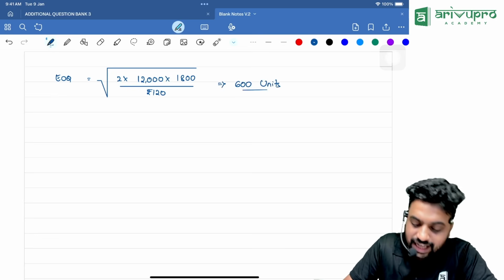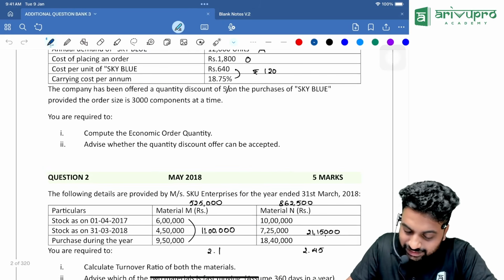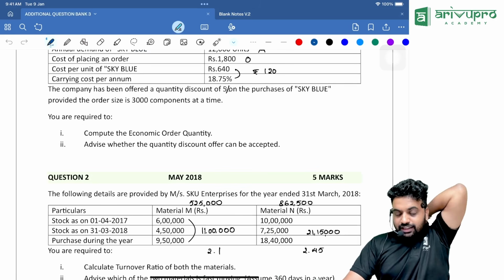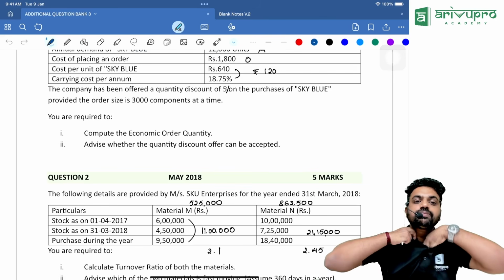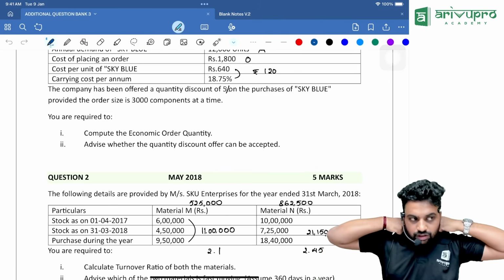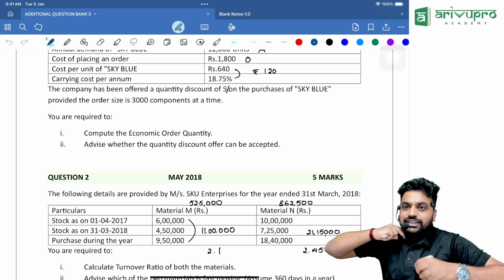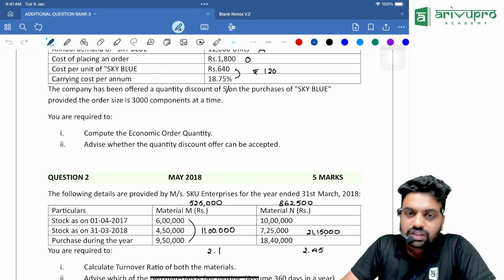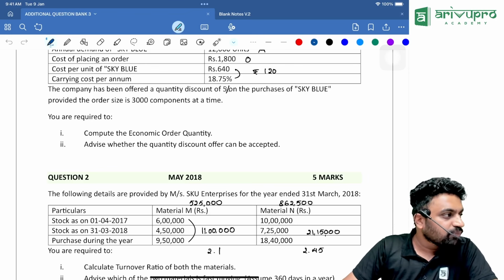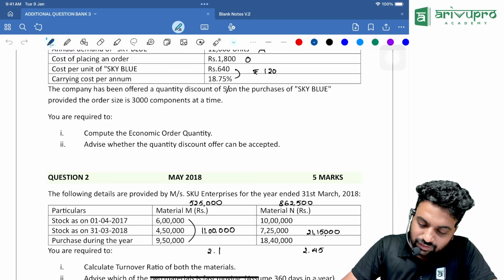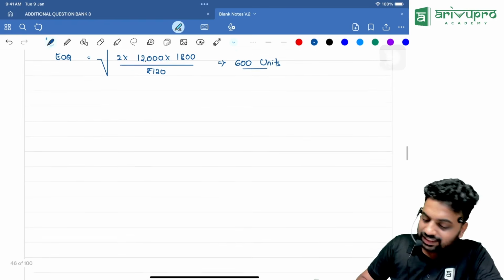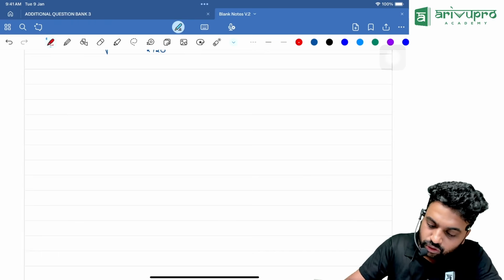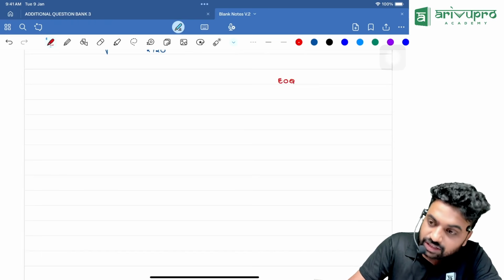Done. Next they are telling if you get a 5% quantity discount, whether it should be accepted or not. Very simple. When will you accept quantity discount? When you won't accept quantity discount? When the cost under quantity discount is less than the cost under EOQ, in fact, we will accept quantity discount. In all other situations, we will go for EOQ. So advise whether the quantity discount is to be accepted or not. Very simple. We have to compare the cost here, correct? One is EOQ, one is existing policy.